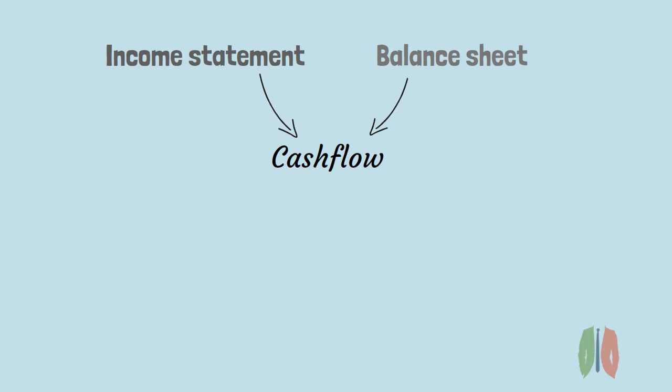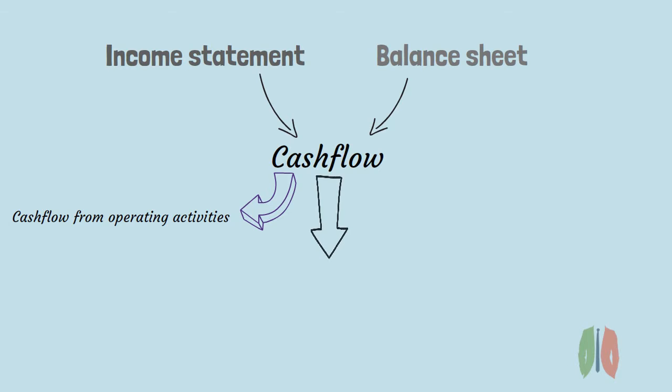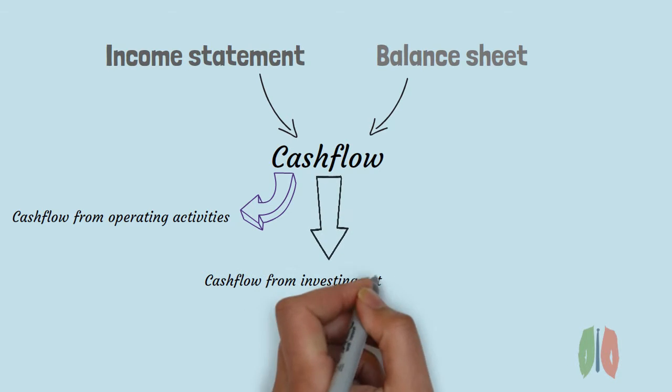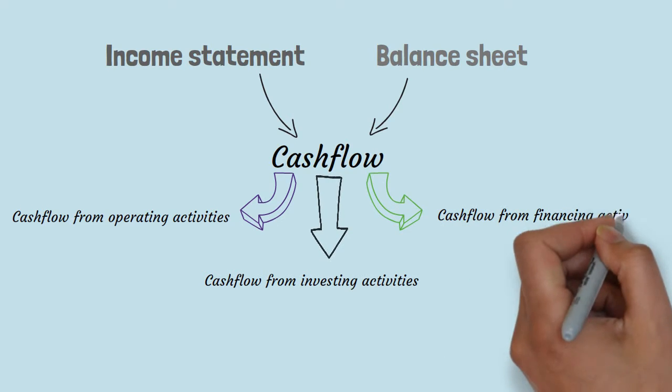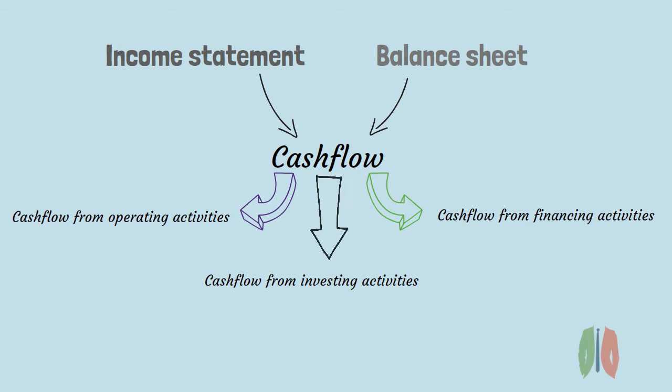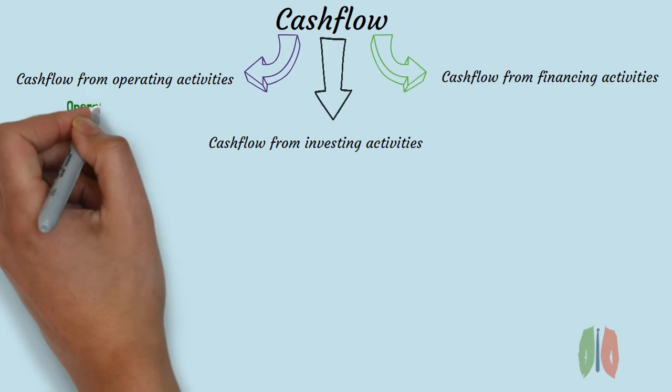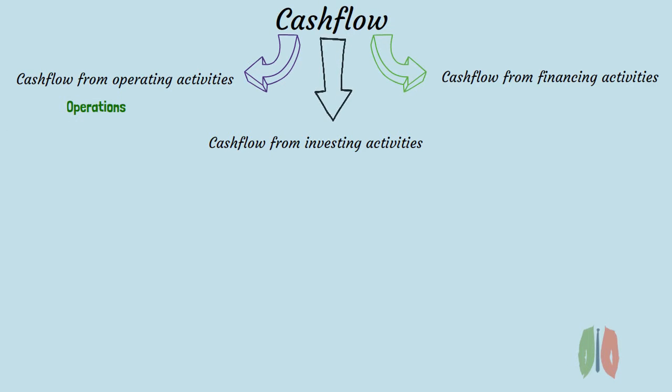So, a cash flow statement has three parts. The first is cash flow from operating activities, the second is cash flows from investing activities, and the third is cash flows from financing activities. Cash flow from operating activities includes the cash used or provided by the company's normal operations. It shows the company's ability to generate consistent positive cash flow from operations.